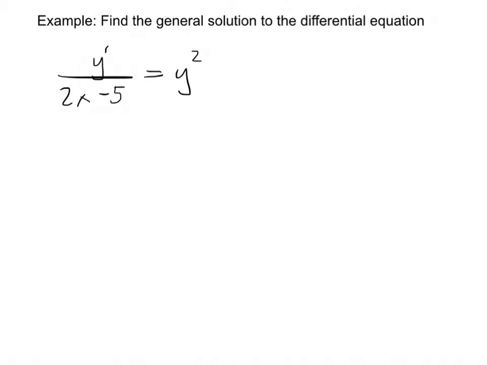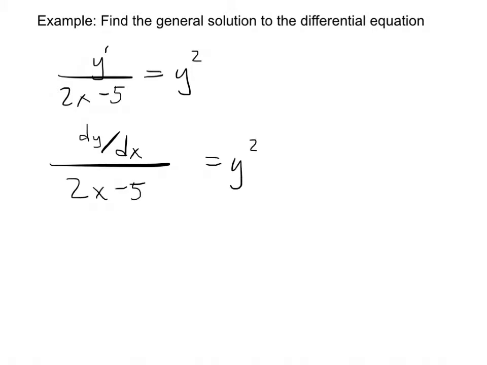I want us to find the general solution to this differential equation. On the previous slide, I said that the first step was to take any y primes that we see and write dy dx instead. So now I have dy dx over 2x minus 5 equals y squared. That was basically step one. At the moment it looks like things are worse, but oh well, we'll deal with it.